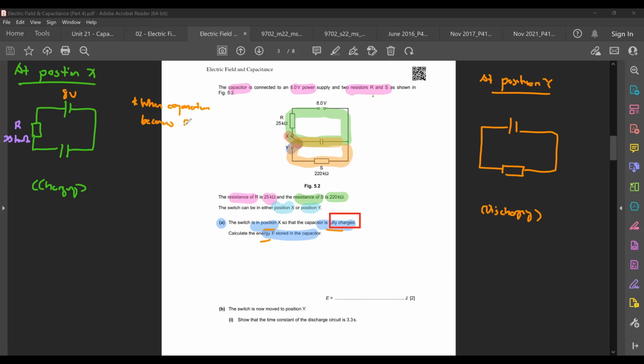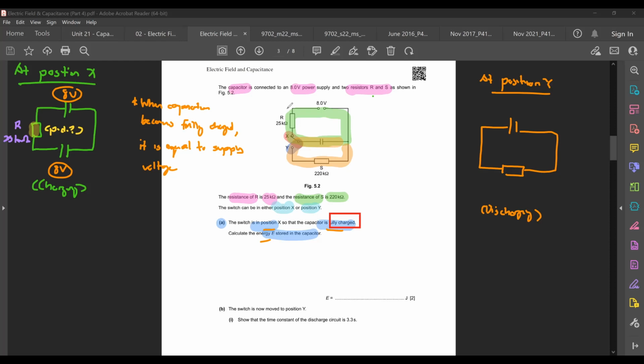So one thing to note here is that when the capacitor becomes fully charged, its PD is equal to your supply voltage. Now the supply voltage is 8 volts. When my capacitor becomes fully charged, this one must be 8 volts too. And then from there, you may be thinking, there is actually a resistor right over here. Shouldn't the resistor here actually have some amount of PD?